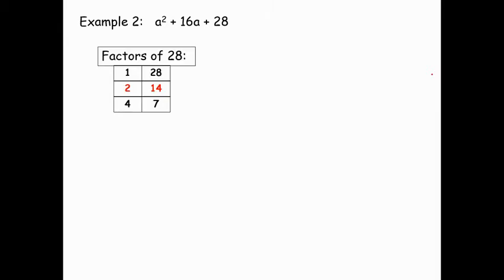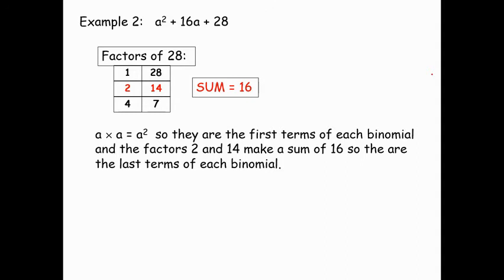Let's take a look at example 2, a squared plus 16a plus 28. What are the factors of 28? They're 1 and 28, 2 and 14, and 4 and 7. Notice that the 2 and 14 sum to 16. So a times a equals a squared, so they are the first terms of each binomial, and the factors 2 and 14 make a sum of 16, so they are the last terms of each binomial. So a plus 2 and a plus 14.